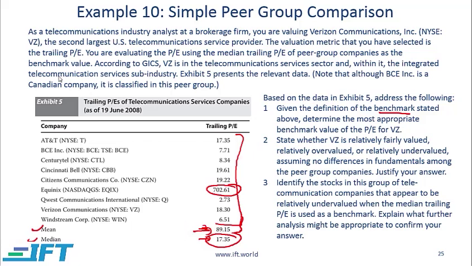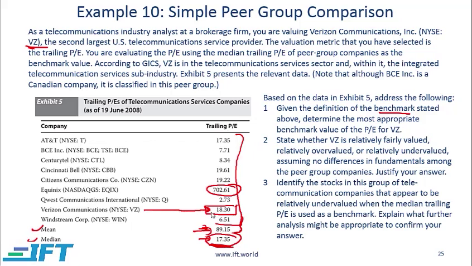Next, we are evaluating Verizon. So relative to the benchmark, is Verizon overvalued or undervalued? So we look at Verizon and we look at the PE. Given no other information about growth rates or any other factor, just purely looking at Verizon's PE of 18.3 relative to the benchmark value of 17.3, is it overvalued or undervalued?